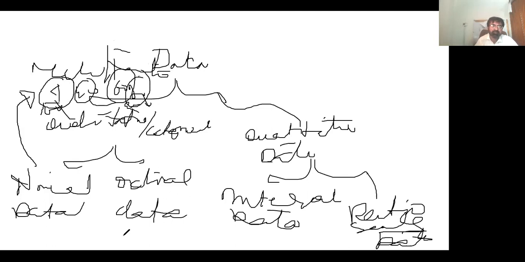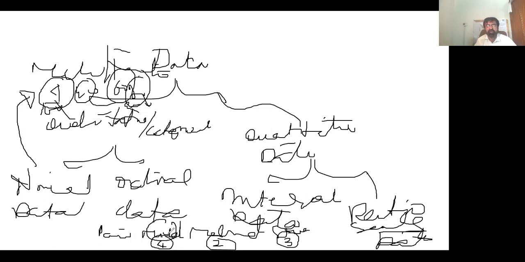Whereas in ordinal data, for example, pain, when you want to measure it, it may be mild, moderate, or severe pain. For mild, you can code it as 1. For moderate, you can code it as 2. And for severe, you can code it as 3. So you have to determine the frequency whenever you analyze it statistically. How many people were there with mild pain? How many with moderate pain? And how many patients were there with severe pain? So that is a type of ordinal data.